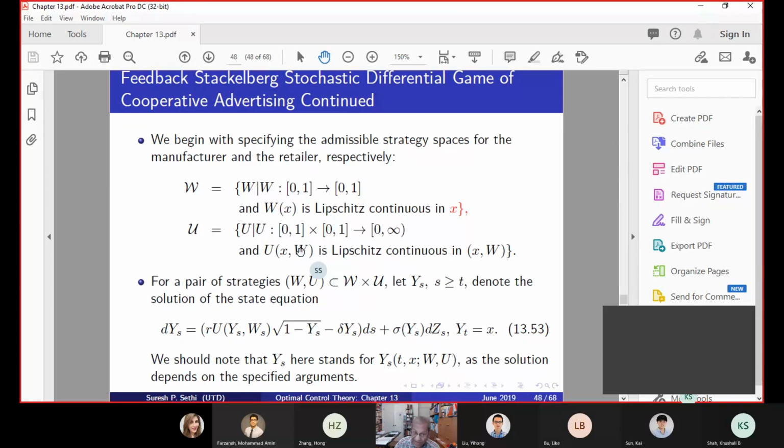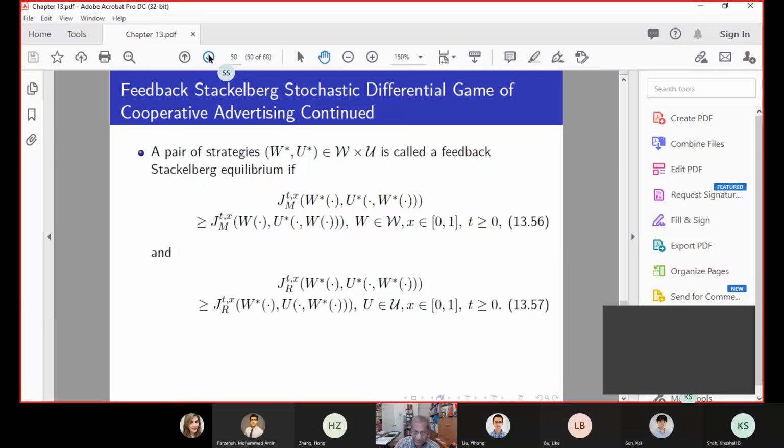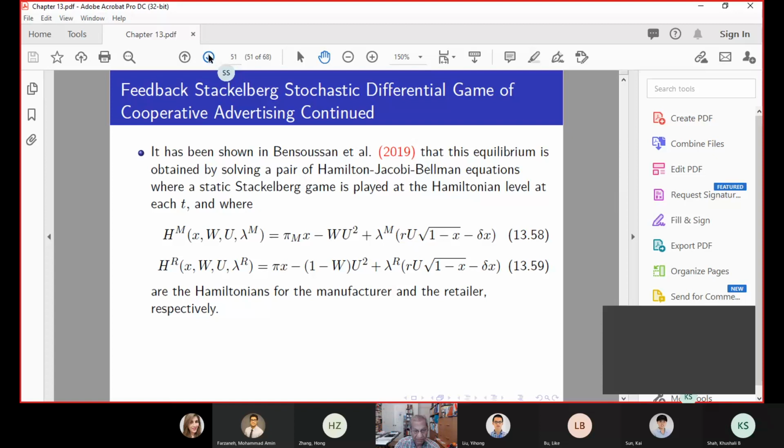So that's a handful of things to write, and we did not write it in the paper. But now it's clear. So we have defined what a Stackelberg equilibrium is, and now the mathematics of the control theory comes in.